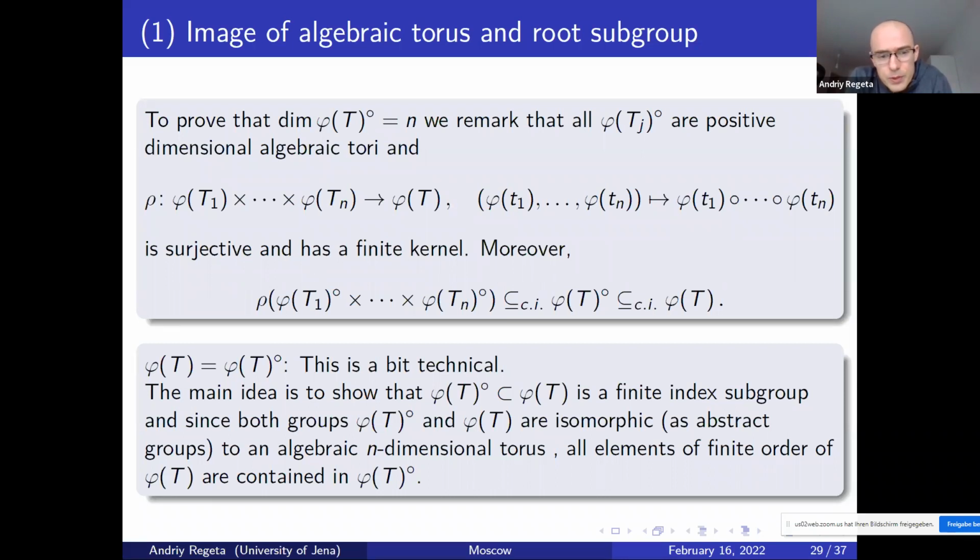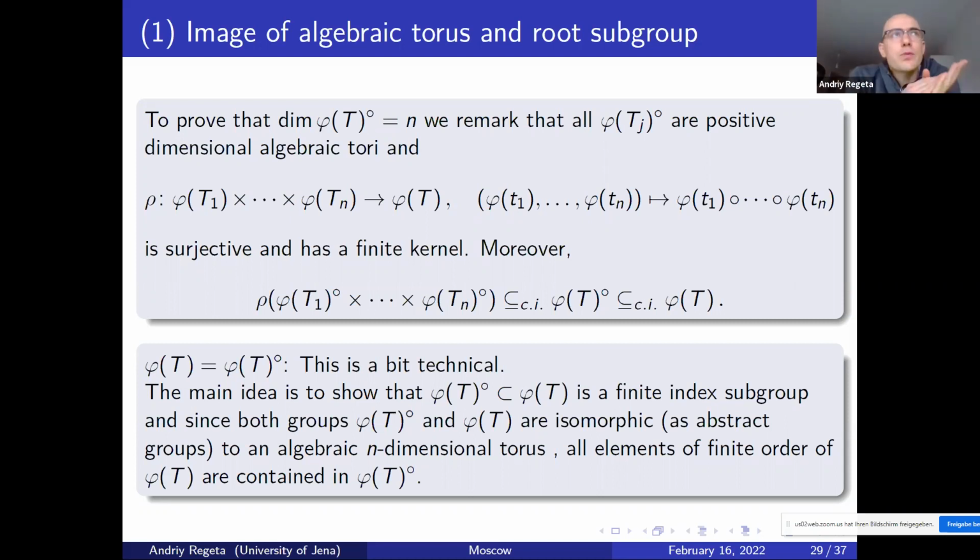And now, since both groups phi of t naught and phi of t are isomorphic as abstract groups to an algebraic n-dimensional torus, all elements of finite order of phi of t are already contained in phi of t naught. So therefore, this finite index subgroup should coincide with the whole group. So this proves that phi of t naught is equal to phi of t, or in other words, algebraic torus is indeed sent to an algebraic torus.